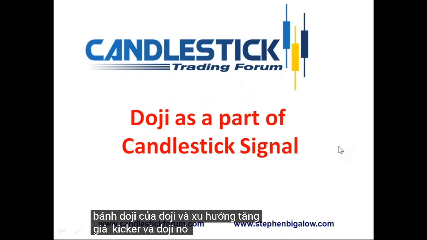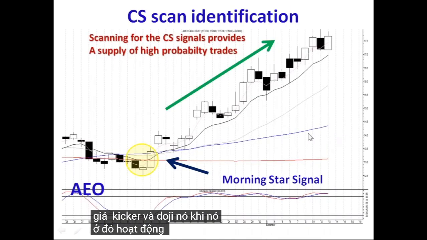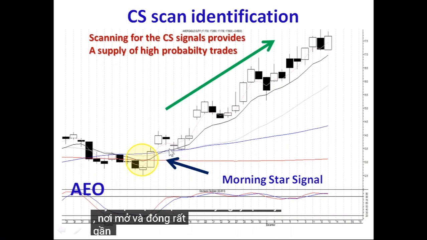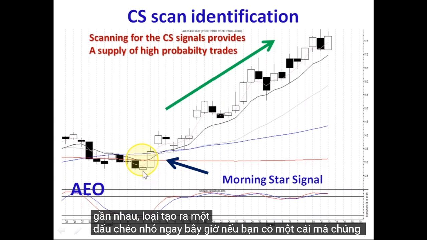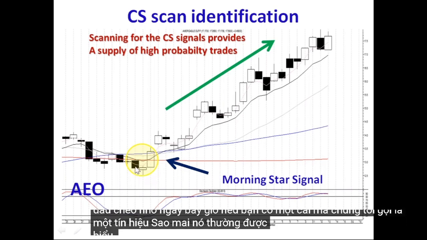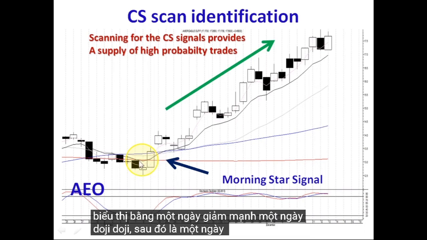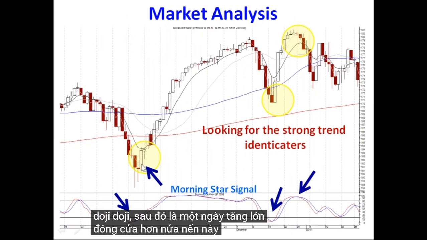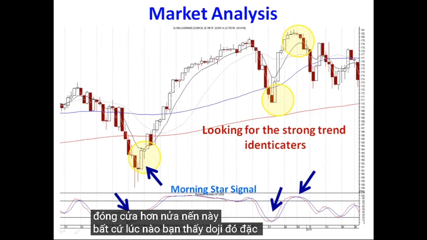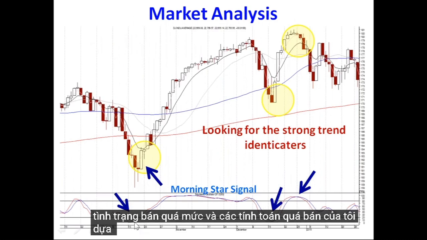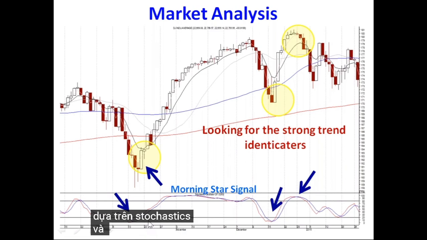And the doji, when it acts as part of a signal, is actually this formation right here, where the open and the close are very close together, kind of making a little cross. Now, if you've got what we call a morning star signal, it's usually represented with a big down day, a day of indecision, a doji, then a big up day that closes more than halfway up this candle. Anytime you see that doji, especially in the oversold condition, and my oversold calculation is based upon stochastics, and those stochastics are at 12, 33.